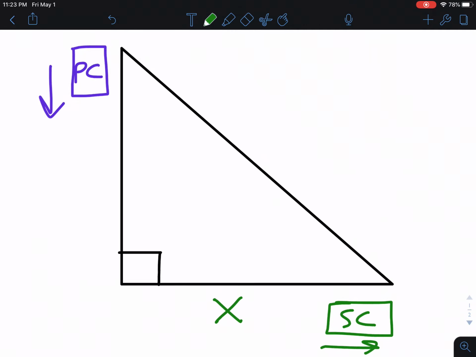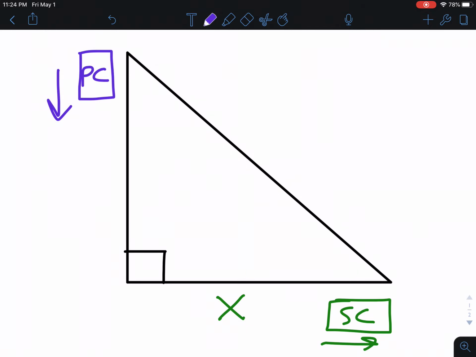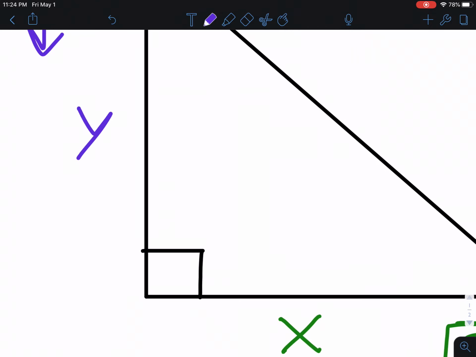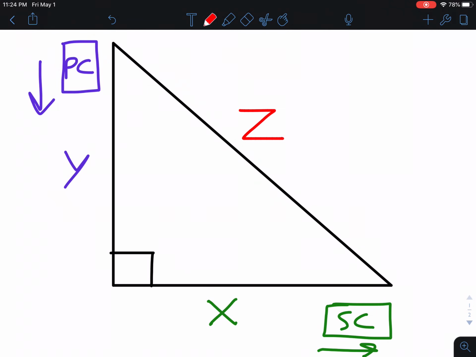I'm going to label this distance x between the speeding car and the intersection. The police cruiser to the intersection is going to be y, and the direct distance between the police cruiser and the speeding car I'm going to call z, which is going to serve as the hypotenuse here.